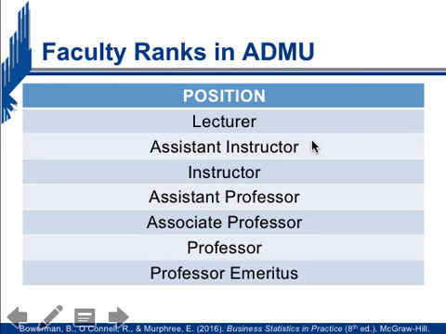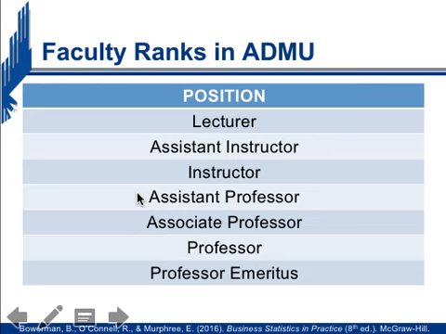This refers to the position assigned to full-time teachers of the university who don't have graduate degrees yet. Instructor is the position assigned to full-time teachers of the university with graduate degrees or similar certifications or similar experiences. And then assistant professor is the starting position of a full-time teacher with a doctorate degree.